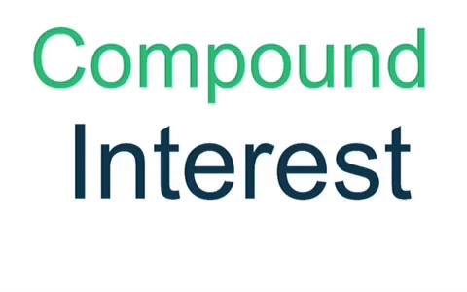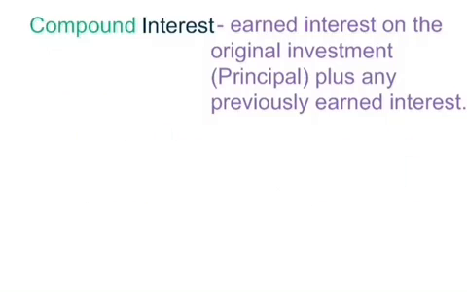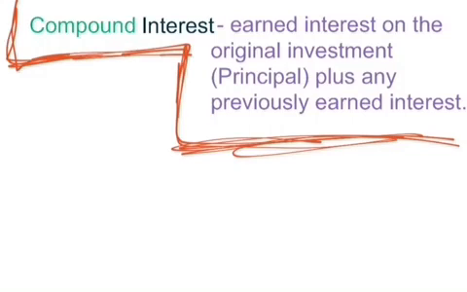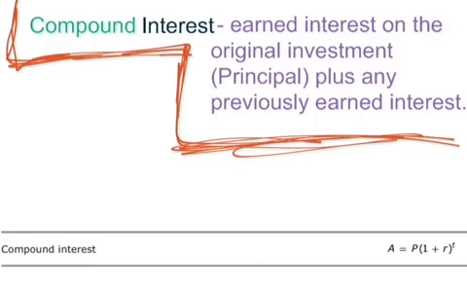So let's look at compound interest. This is a bit more complicated. So compound interest refers to earned interest on the original investment, so that's the principal, like the $150, plus any previously earned interest. So most savings accounts are set up with compound interest. If you open a savings account, you want to have compound interest most of the time because you can earn a little bit more for having it, since each year you get the interest.